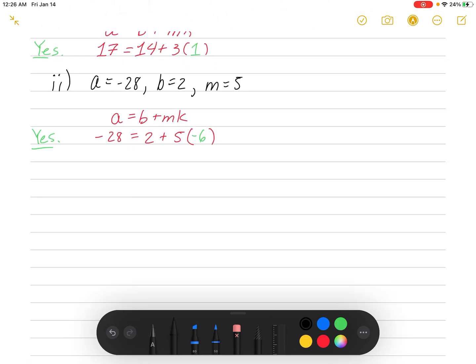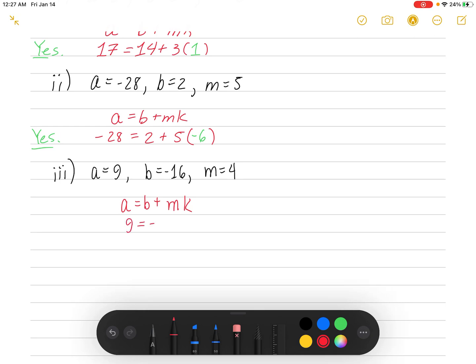Let's try number 3 here. Here I have a is 9, b is -16. So a and b can be positive or negative, but m must always be a positive integer. Remember that when you're doing these. That's called the modulus. m is the modulus. Okay, so remember you want to satisfy this equation, a equals b plus mk, and you have to find the k basically. Is there going to be a k that works? If there's not a k that works, then a is not congruent to b. But if there is a k that works, then a is congruent to b.